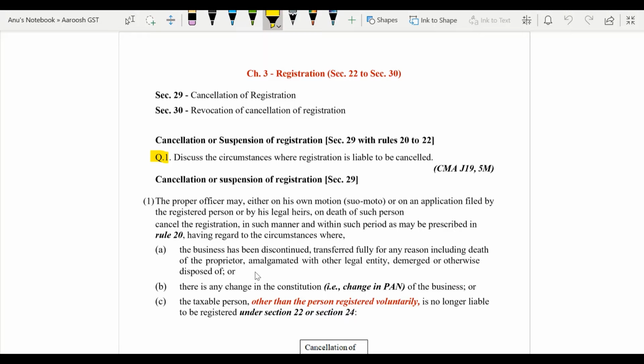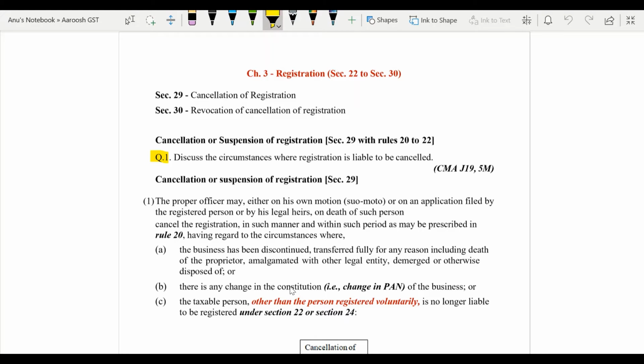So, a proper officer or a registered person can cancel the registration of a business which has been discontinued, which has been transferred fully to any other person, or in the case of death of the proprietor, or when a company is amalgamated with other legal entity. Basically, one company is merging with some other company to form a new company as a whole, or in a demerger where one large company is divided into two smaller companies, right? In that case, a business registration can be cancelled or suspended.